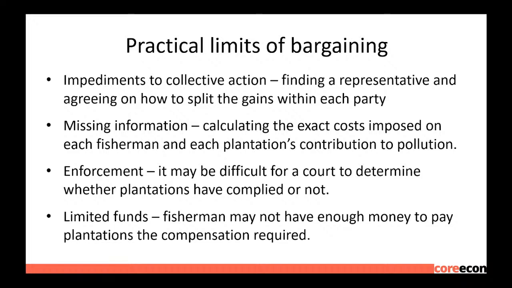So let's talk about why this may or may not work in practice. The limits are many for this type of solution. As we have already said, there are impediments to collective action. Again, think about the fishermen. It might be difficult to find, but also for the owners of the plantation, to find a trusted representative. And also it may be difficult to agree.